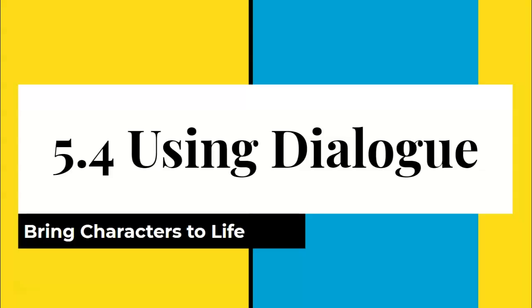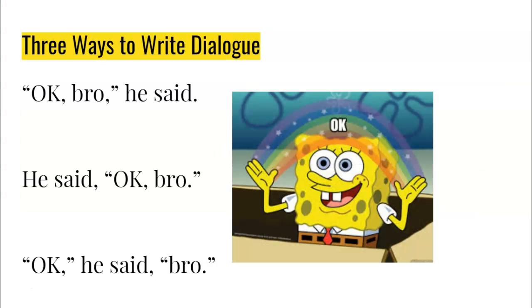We use dialogue to bring our characters to life. There are three ways to write dialogue. The first is like this, where you put what someone said first and then who said it. "Okay, bro," he said. You could also put who said it first: He said, "Okay, bro." Or you can separate the sentence: "Okay," he said, "bro." All three of these are correct.